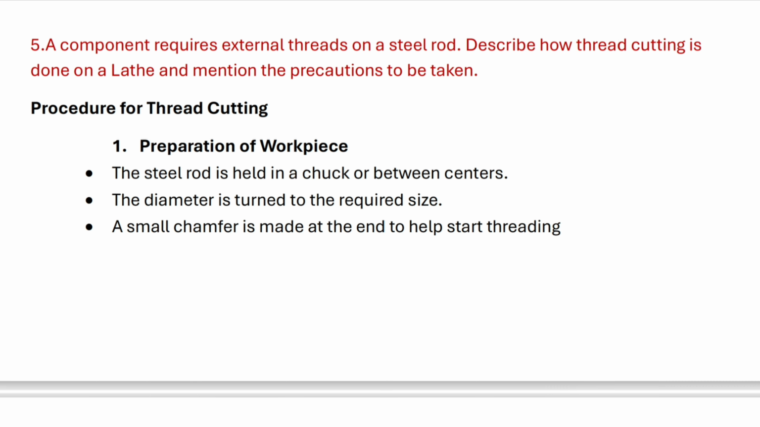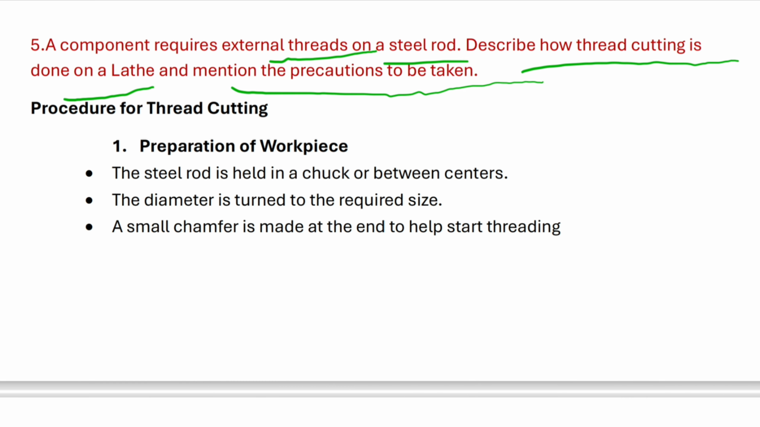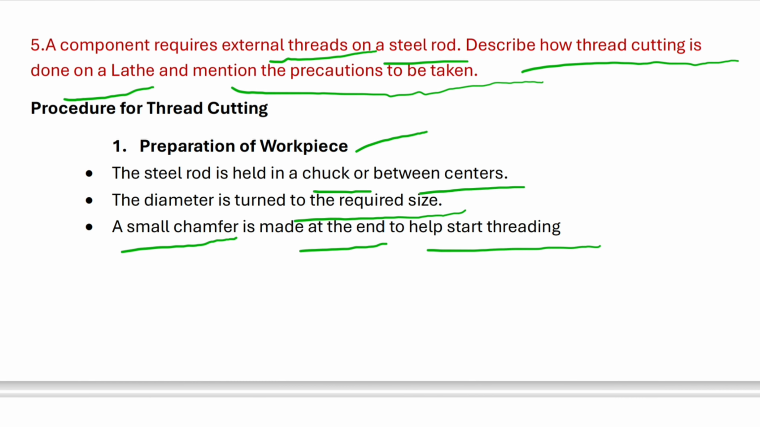The next question is: a component requires an external thread on a steel rod. Describe how thread cutting is done on a lathe and mention the precautions to be taken. What is thread cutting, and what components are used for it? First, we prepare the workpiece. We take a steel rod, hold it in a chuck or between centers, and turn the diameter to the required size, and a small chamfer is made at the end to help start the threading.